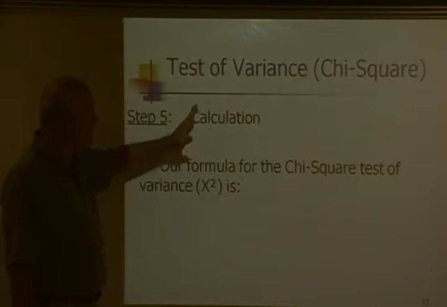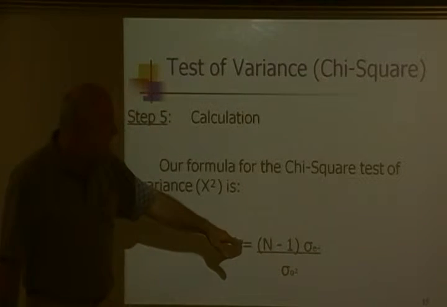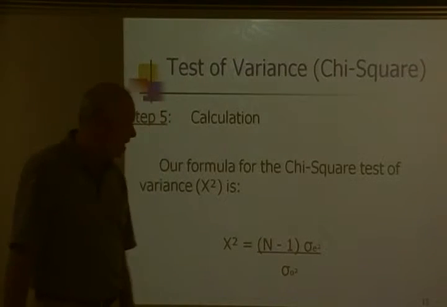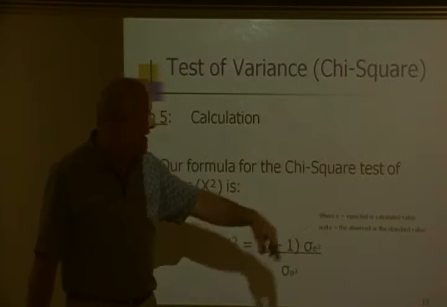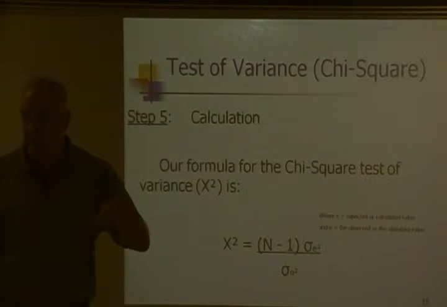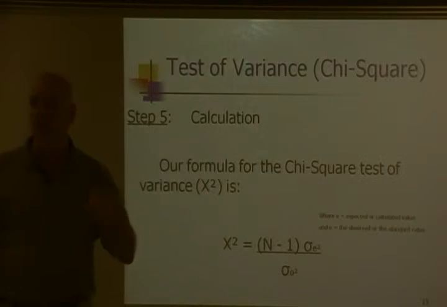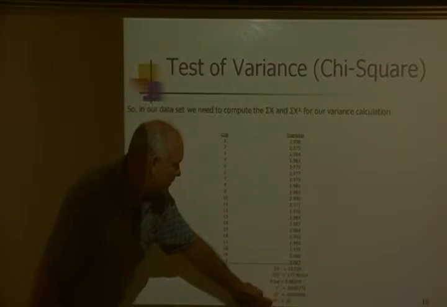So the formula for the chi-square test is pretty much straightforward. It's the total number minus 1 times the variance of E over the variance of O, where E is the expected or the calculated variance of the sample, and O is the observed or the standard value to which we're comparing it. So in our data set, we look at our variance.